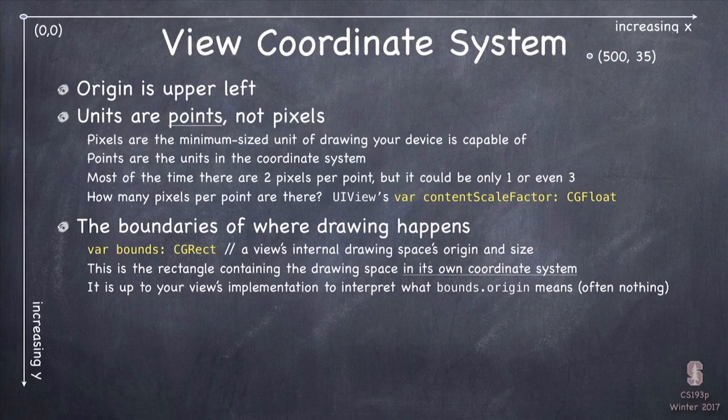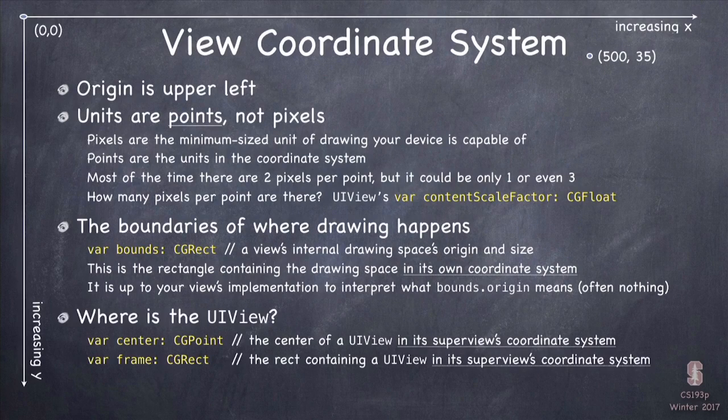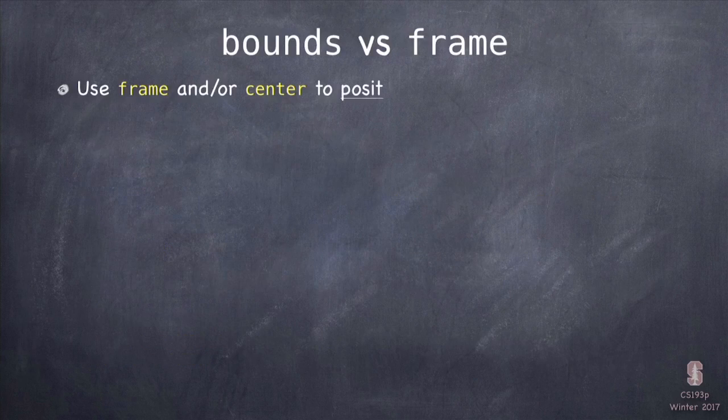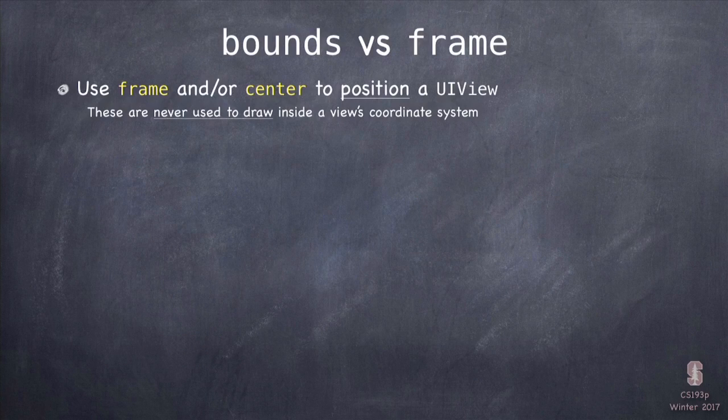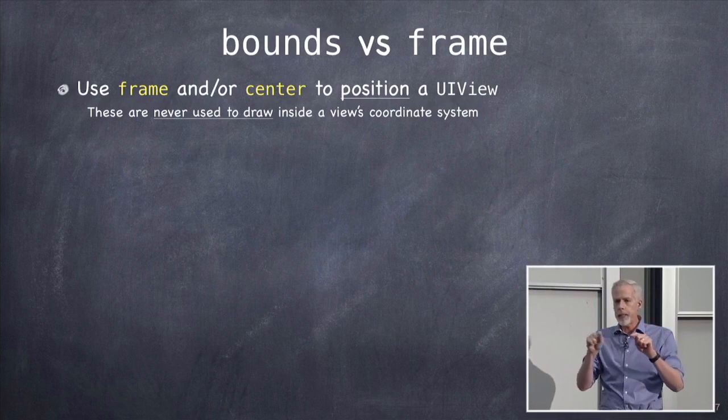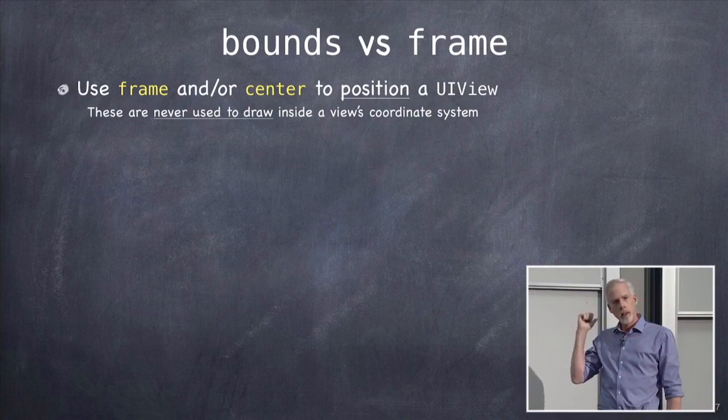And it's also important because there are 2 other vars that often get confused by students with bounds and which are quite different. That is frame and center. So frame and center have nothing to do with where you're drawing. That's bounds. Frame and center is where you are in your super view. So here's a picture of that, frame and center. Center is where your center is in your super view's coordinate system, and frame is a rectangle that completely encases you in your super view's coordinate system.